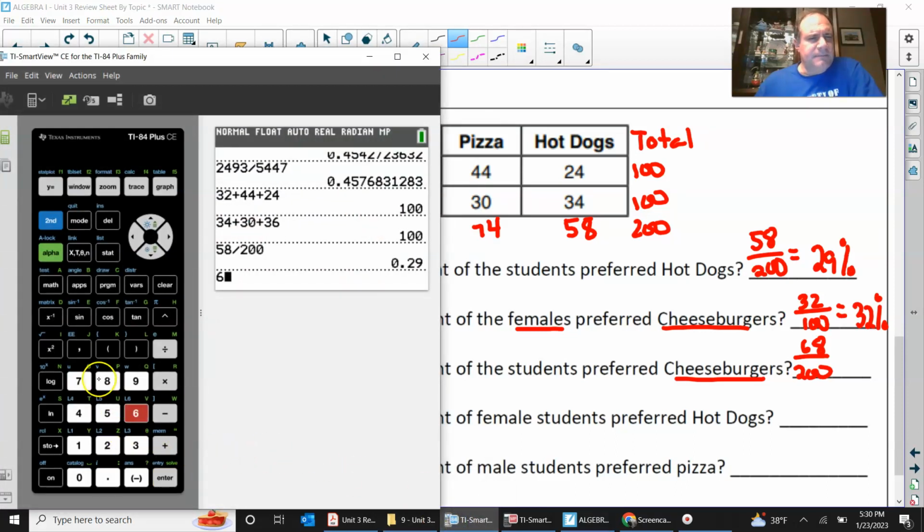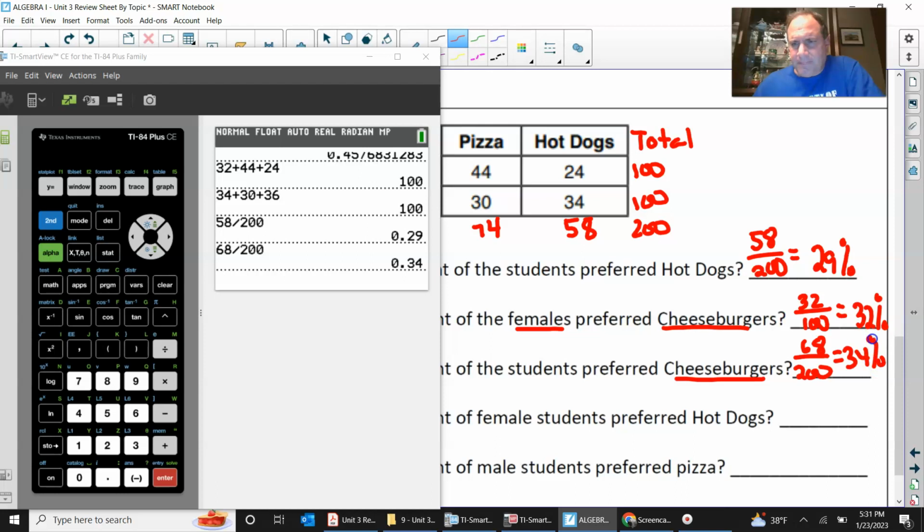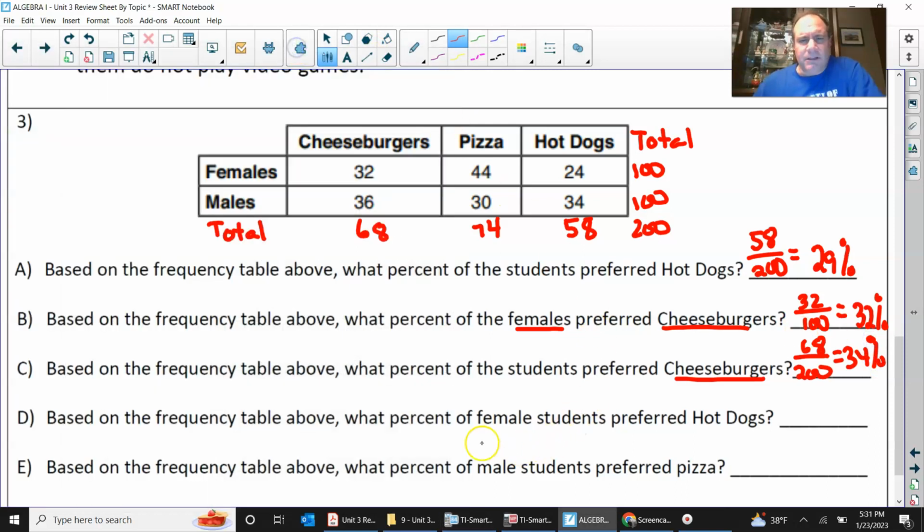So 68 over 200. That should be 34. Yes, it is. 34%. Out of everybody, though, based on the frequency table, what percent of female students preferred hot dogs? All right, female students preferred hot dogs. So 24 out of 100, and that is 24%.